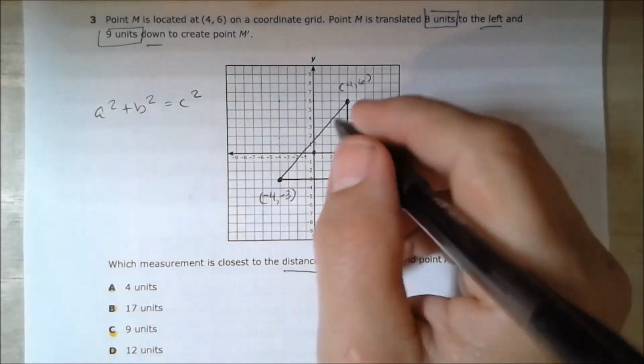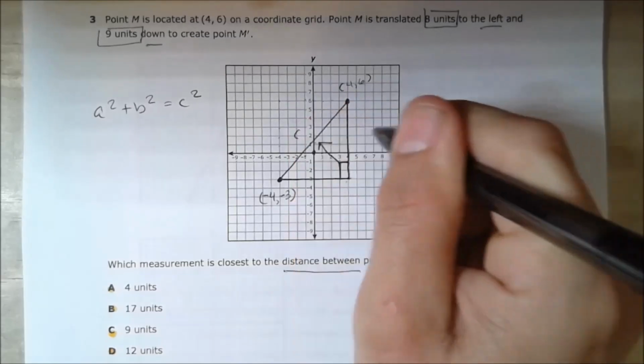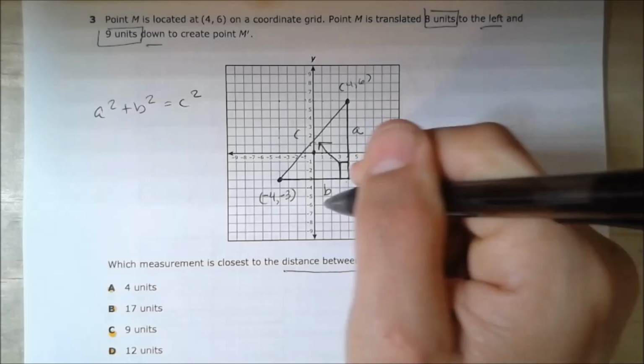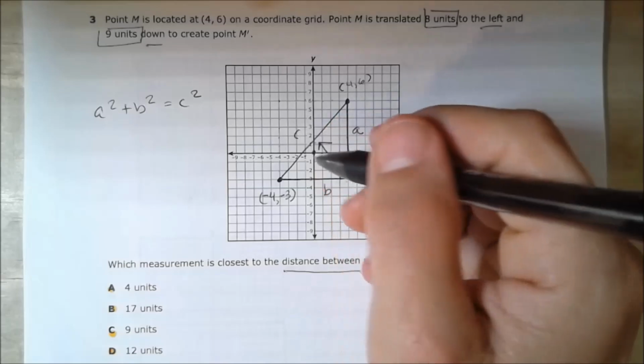So now that we got our triangle drawn, I'm going to draw my arrow from here, right? It points to the hypotenuse. This is C, this is A, and I'm going to call this B. And remember, A and B are interchangeable. You could put A down here and B up here. It doesn't matter, as long as you don't mix up C, which is the hypotenuse.